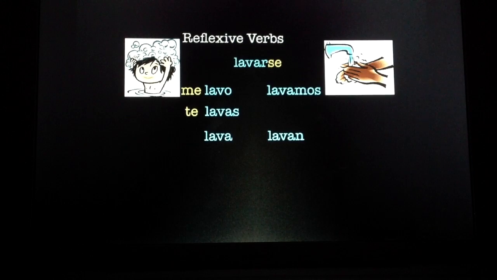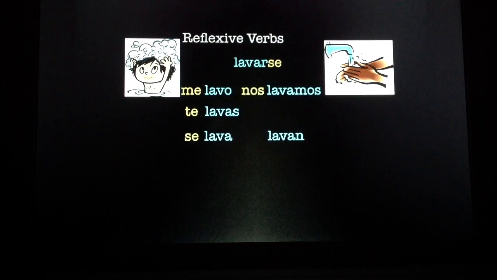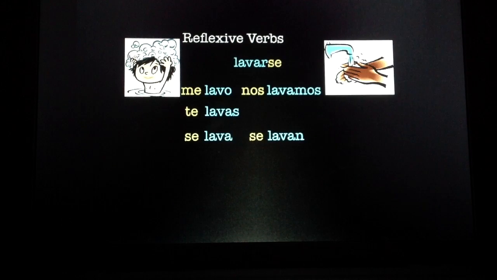The él and usted form, he washes his hands, he washes his hair. The se stays se, but it goes in front. Look at it this way. It's one less word to memorize. You've already seen the lavarse, now you just use it again. Nosotros changes to nos. Nos lavamos means we're washing part of ourselves. And ellos, ellas and ustedes, they wash and you all wash. It again stays the word se. So you notice that third person, the él and the ellos, it stayed se.